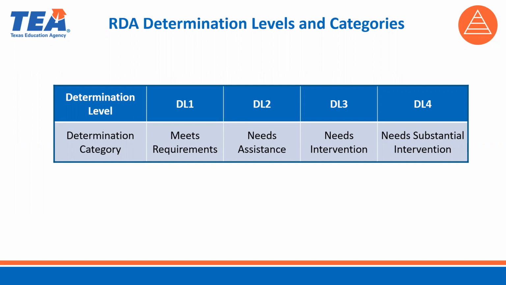LEAs who need substantial intervention participate in monthly collaboration with the TEA review and support staff to monitor progress towards strategic support plan goals. LEAs identified as needing substantial intervention with RDA determinations will be prescribed targeted and intensive supports and activities designed to address LEA areas of need. As a reminder, regardless of the determination level, all LEAs complete a self-assessment of their special education program annually.